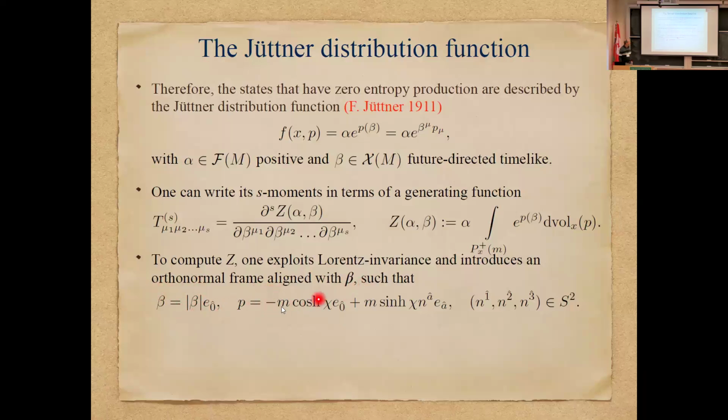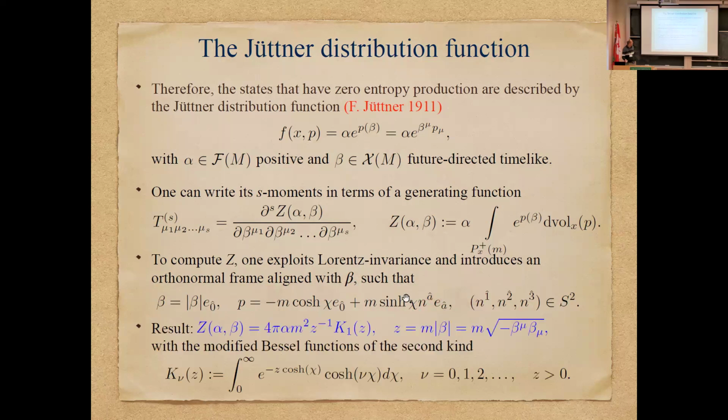So E0, E1, E2, and E3: this is an orthogonal frame of vector fields, or covector fields here. And then you expand p. You can parameterize it in terms of a hyperbolic angle, and n would be on S2, normalized to 1. Okay, and then you plug this into this integral, and you use spherical coordinates and so on.